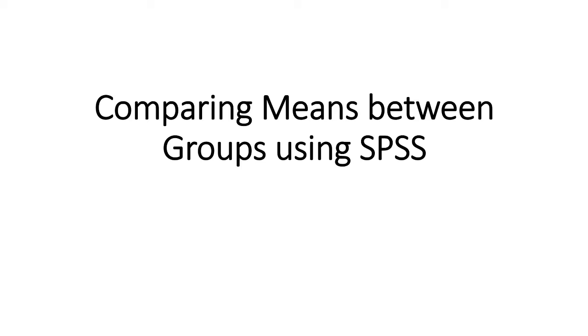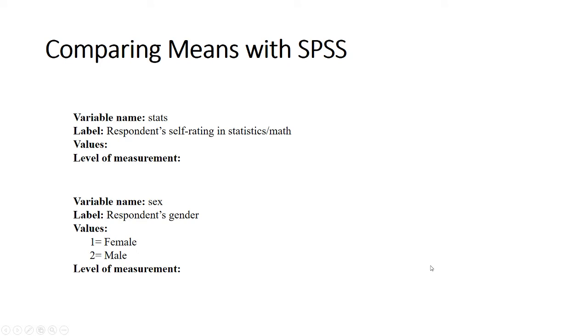Hello guys, in this video we're going to be comparing means between groups using SPSS. Oftentimes you find yourself in the scenario where you want to compare means across different groups in your dataset. So for instance, you want to compare the average income between two groups. It could be males and females, the average income across racial groups, if that's what you want.